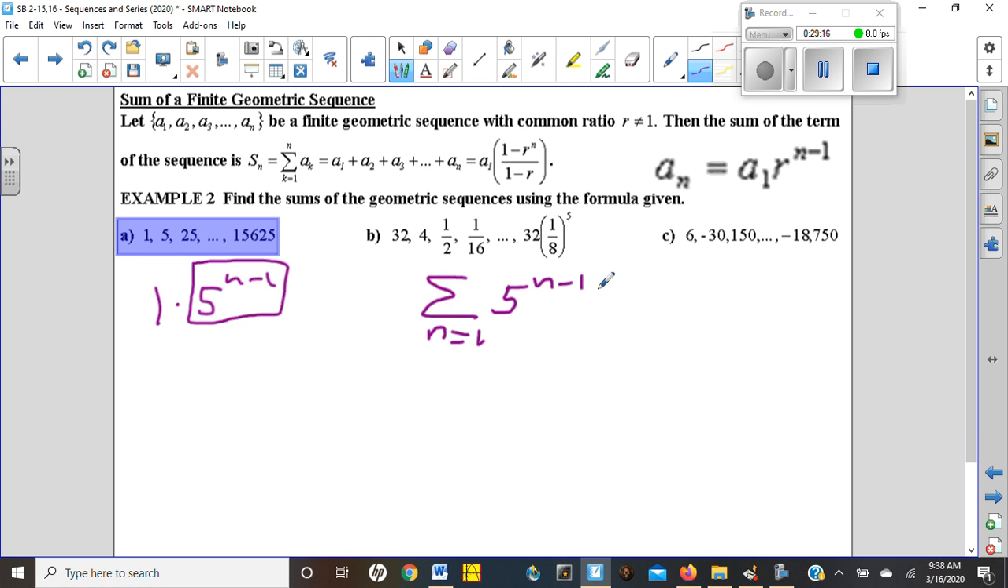The only question is, how many terms are there? What is 15,625? Is it the 5th term? Is it the 10th term? Is it the 20th term? That's usually the most work with these problems. So here's what we're going to do. We're going to set up an equation where we have 5 to the n minus 1 is equal to 15,625. Sometimes you're going to have to do a little subtraction or division before you start one of these.